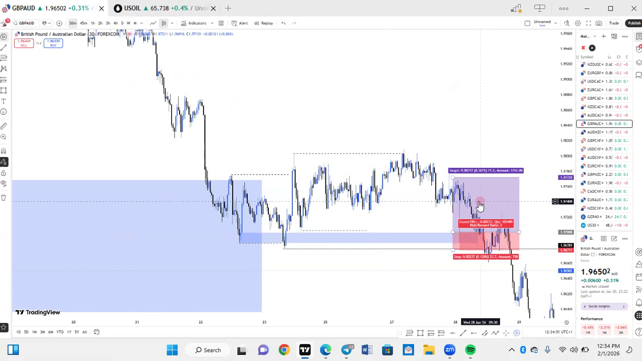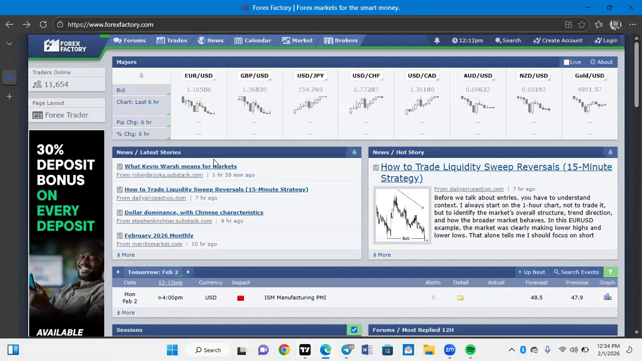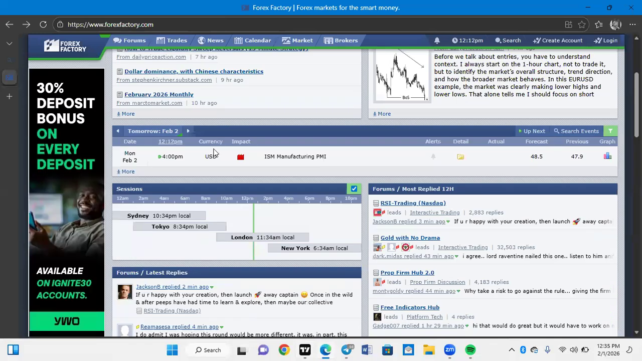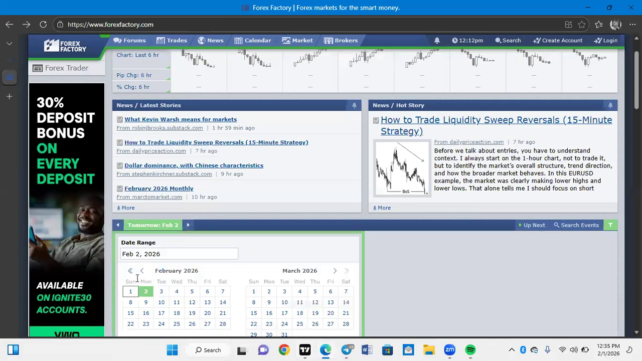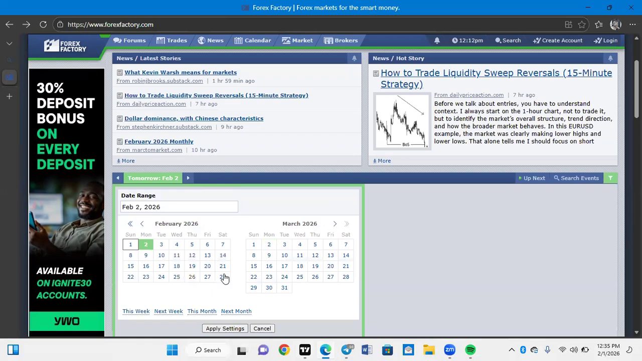So what happened was that when this trade came, you can see that there was CPI news on that pair. I think that trade happened on the 28th. Yeah, on the 28th of this month. Let's see if we can go back. So 28th of this month.